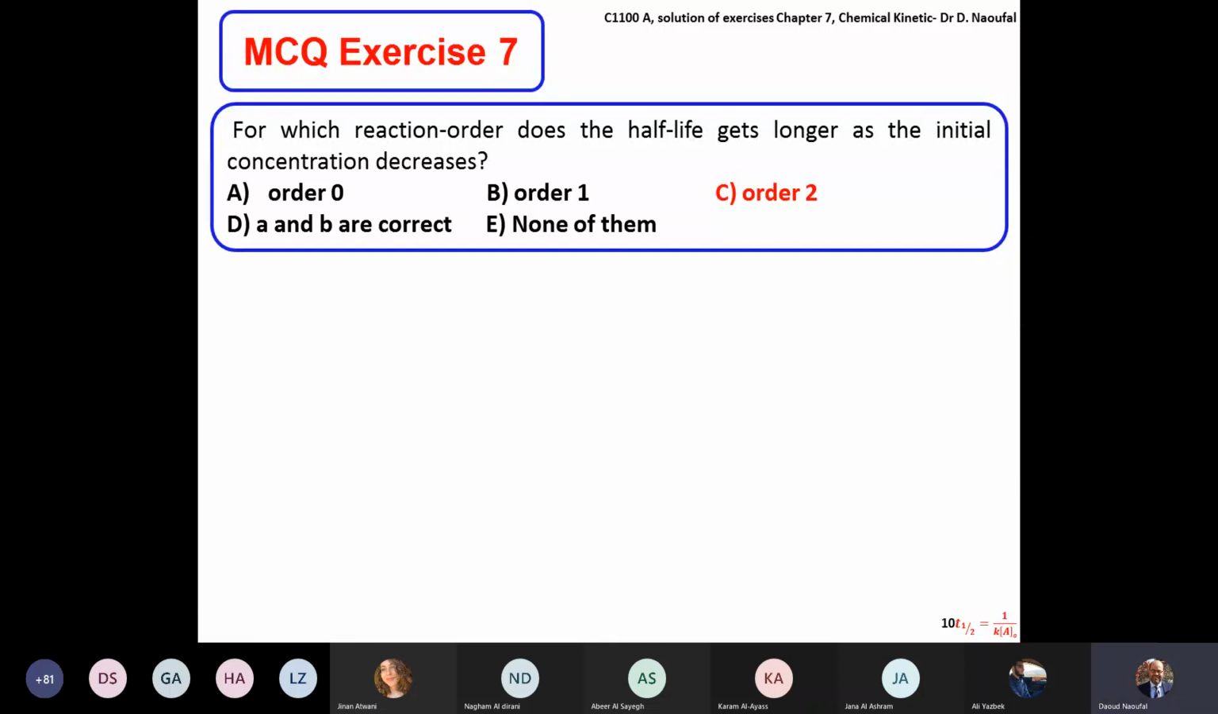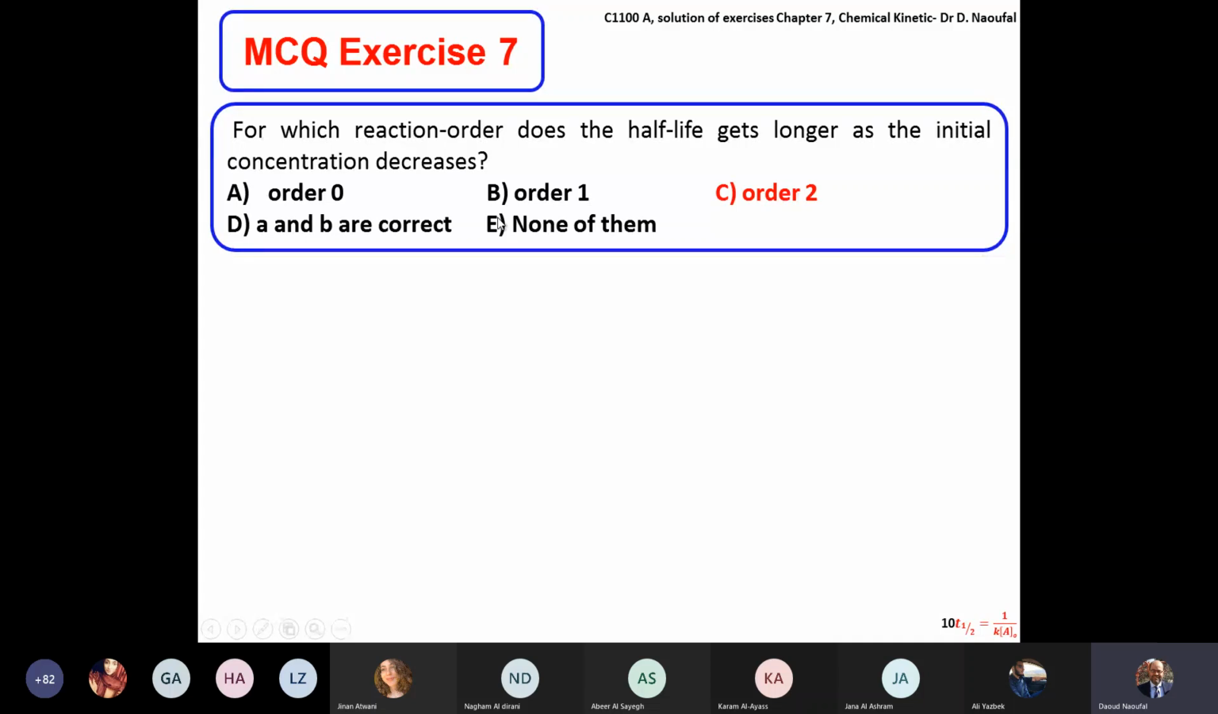We continue the exercises. MCQ exercise 7. For which reaction order does the half-life get longer as the initial concentration decreases? Order 0, order 1, order 2, order 0 and order 1, or none of these answers.